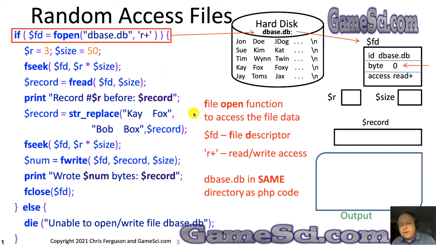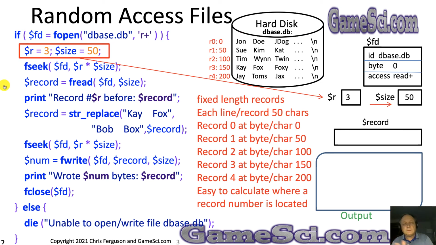The file open function is used to access the file data. $fd is short for the file descriptor variable, and the r+ is basically read plus or read write access to the file. We're notifying the operating system that not only are we going to read from this file, we're going to write to the file. That's what the plus means, read plus write. The file dbase.db should be in the same directory as the PHP code.